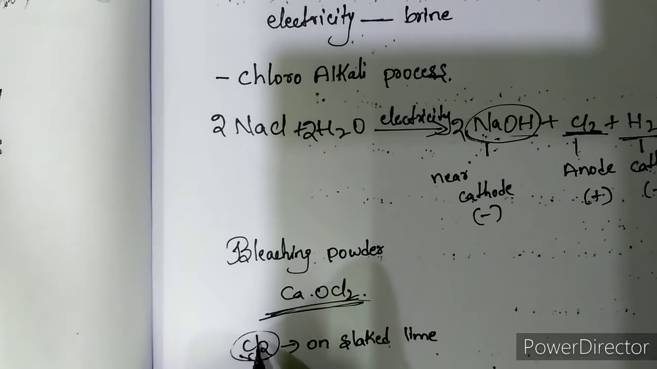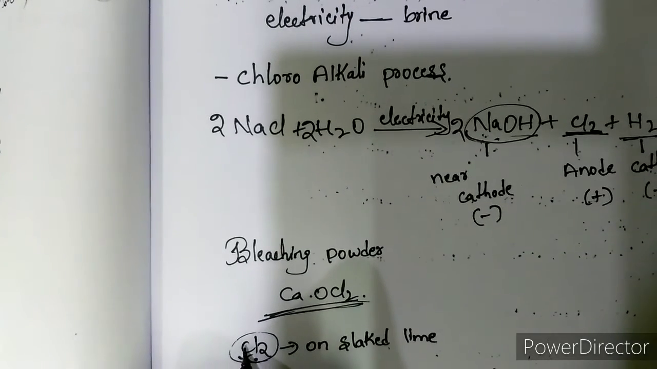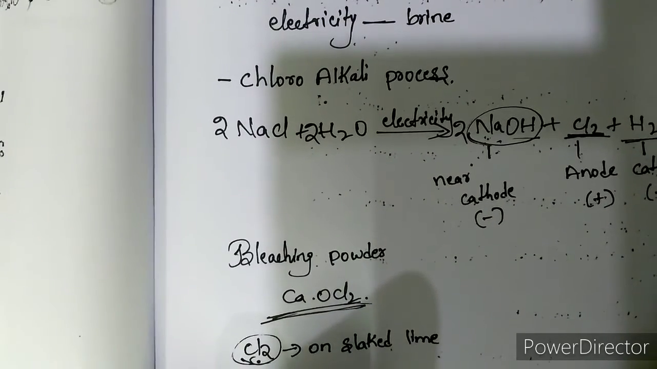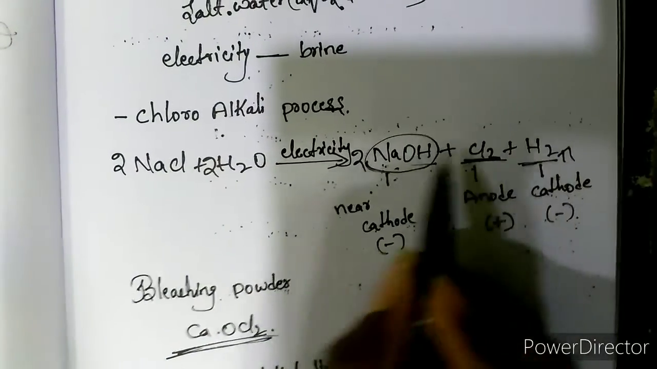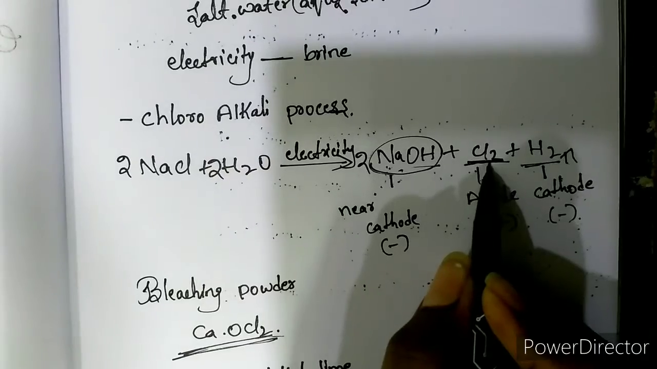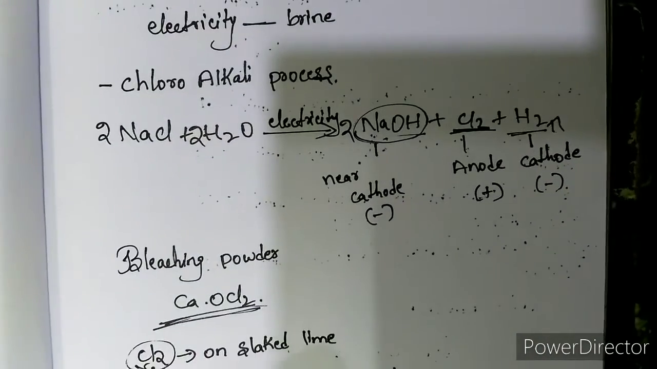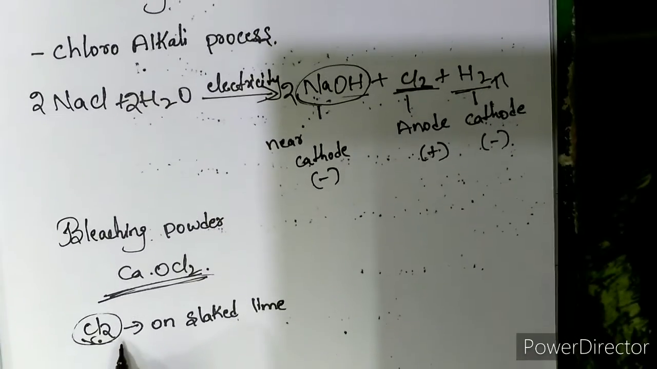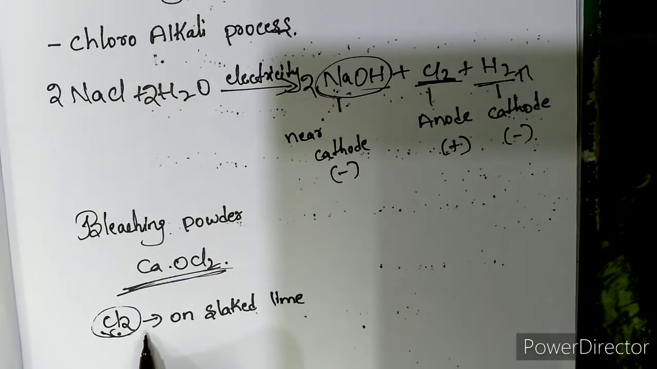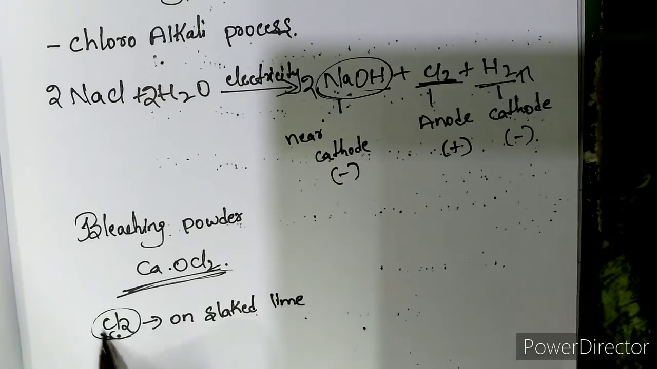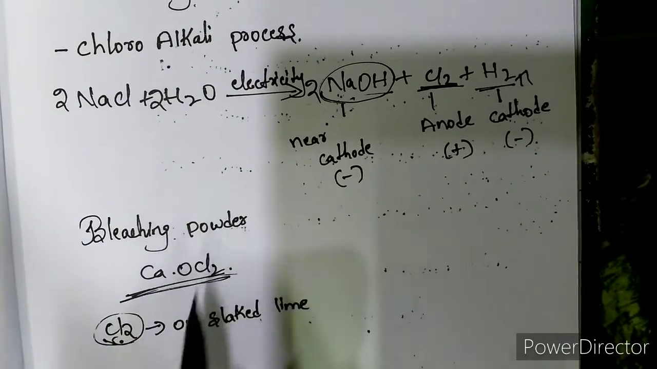But you can have a question that chlorine is not common salt. But if we observe in the earlier process, here from the common salt chlorine is formed. So now here we can take chlorine. So indirectly it will be formed from the common salt. Here the chlorine is formed from the common salt.